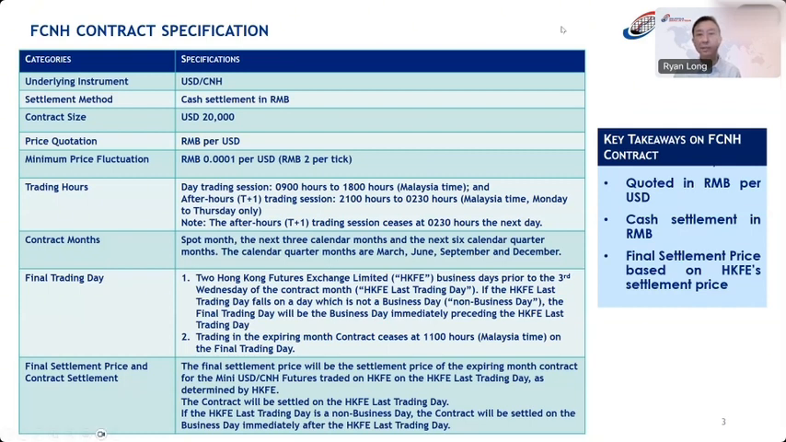The contract size is 20,000 US dollars. It is being quoted in renminbi per US dollar. The minimum price fluctuation, as you can see, is in 4 decimal places. Some of you may have traded currency contracts before. So per tick, or rather per pip, the value is 2 renminbi. The trading hours are from 9 a.m. until 6 p.m., with no lunch break in between.